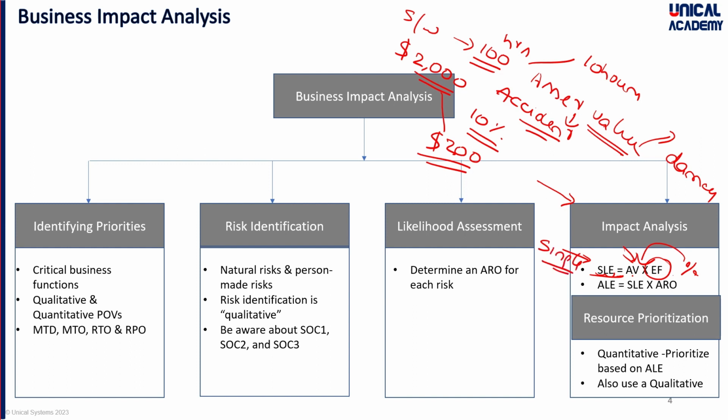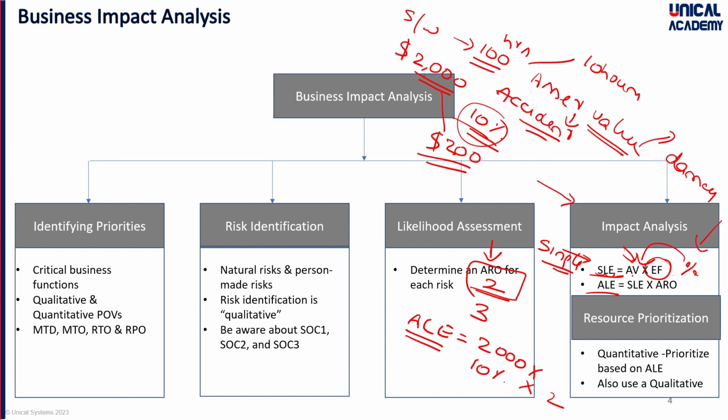And if that probability of that loss happening is 2 times in a year or 3 times a year, that gives you the ARO. Annual loss expectancy, ALE, for this scenario, if asset value is worth 2000 and exposure factor is 10%, and possibility of that happening is 2, that is the ALE that needs to be calculated.